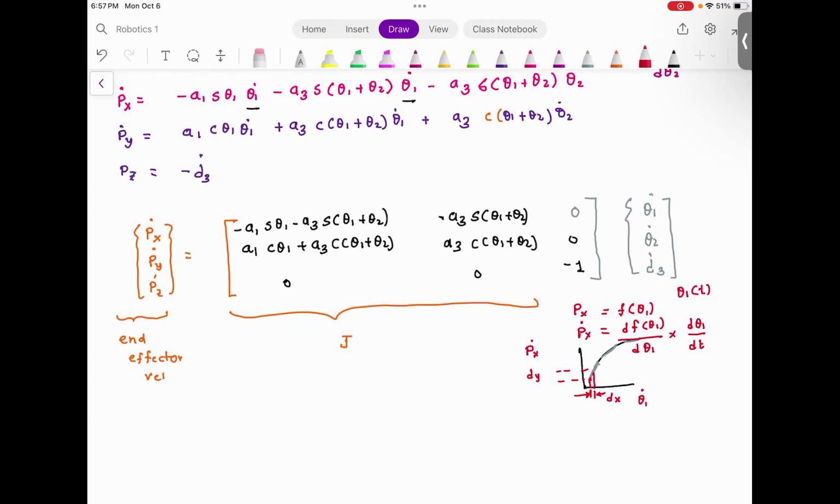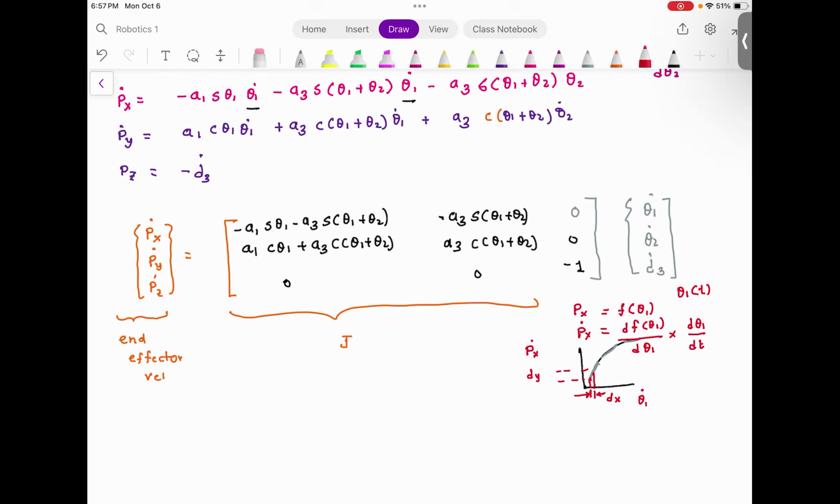I want you to understand this very, very clearly. This slope indicates the influence of a change in the independent variable on the function. There is only one theta 1, so this derivative is a full derivative, d by dt or d by dx. You agree with me? Because Px only depends upon theta 1, and theta 1 depends upon t. So this is a full derivative.